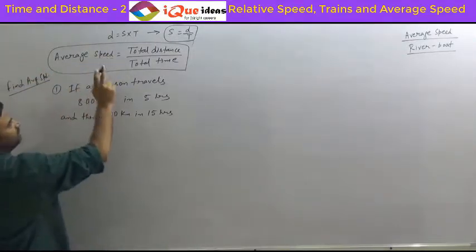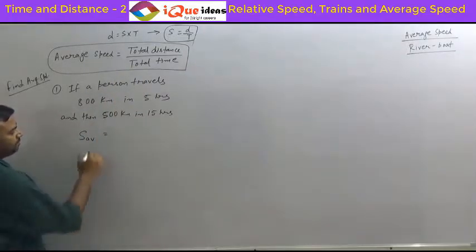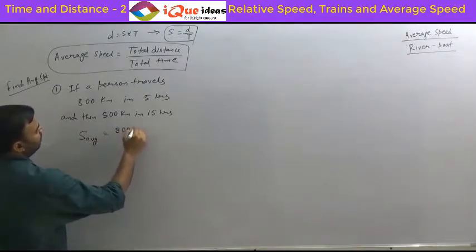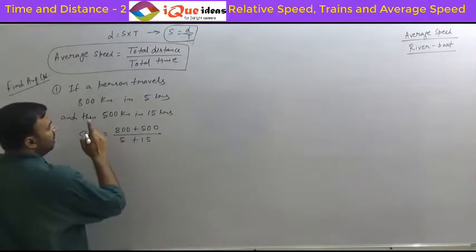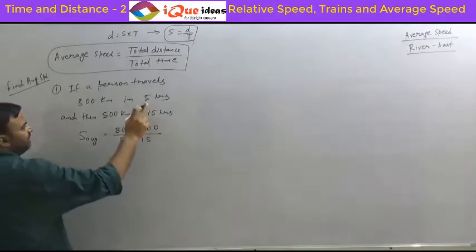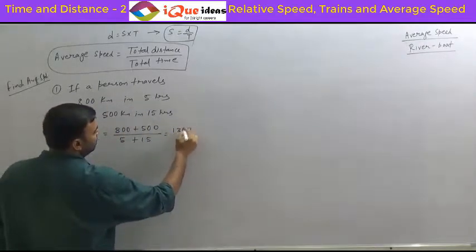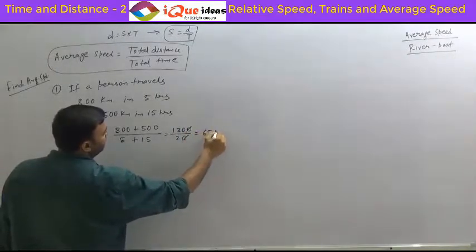So what will be the average speed in this case? You just follow this expression, total distance by total time. So average speed is equal to total distance, 800 plus 500, divided by 5 plus 15, as simple as that. Units should be the same: 5 hours and 15 hours are in hours, 500 and 800 are kilometers. So 1300 kilometers divided by 20 hours. So 130 by 2, which is 65 kilometers per hour.